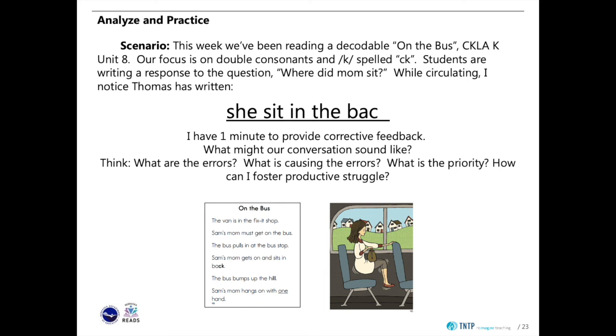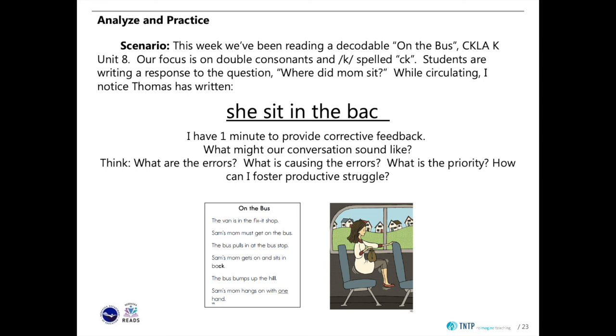All right, so go ahead and take 4 minutes to come up with answers to those questions. So what are all the errors? What is causing the errors? What's the priority? And then how can you foster a productive struggle? Then after everyone has those answers, or you as an individual have those answers, go ahead, and if you're with someone, you can talk about what that conversation might look like. So go ahead and pause and get to work.